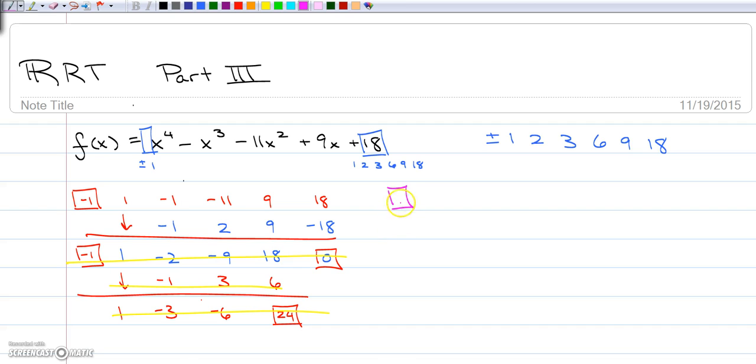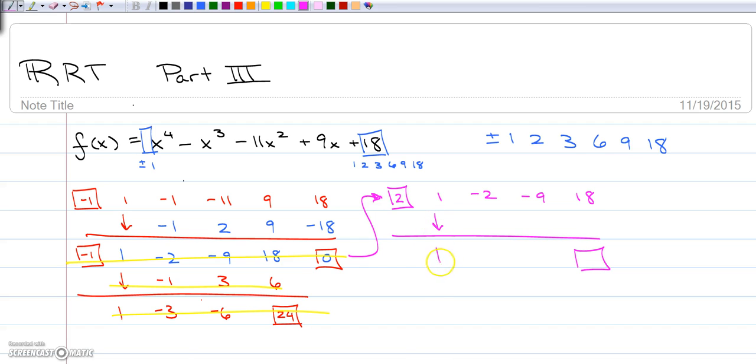So new synthetic division. I'm feeling a little bit adventurous. I'm going to try a positive 2. I'm getting good vibes from that. But again, I don't want to start at the very beginning. I want to start from this level right here, trying a different number. 1, negative 2, negative 9, and 18 were my coefficients. Is the synthetic division going to work out?